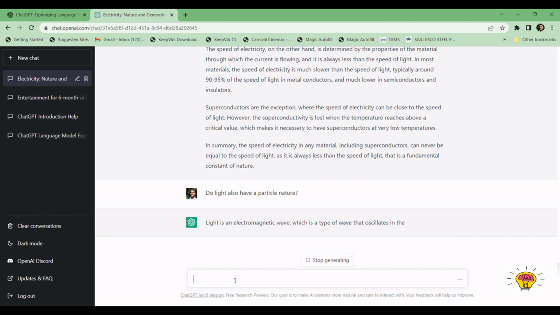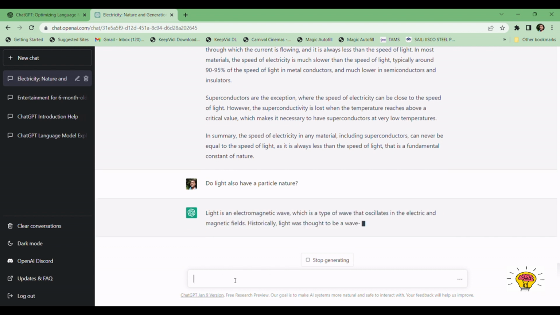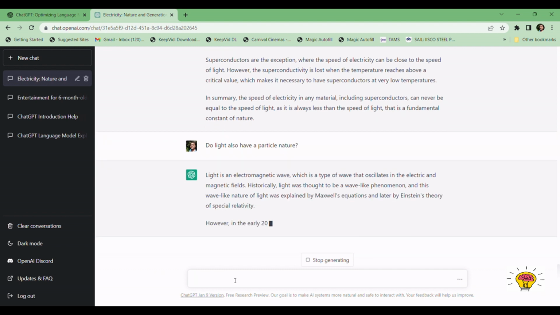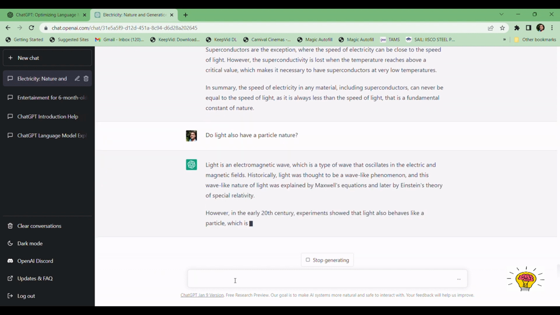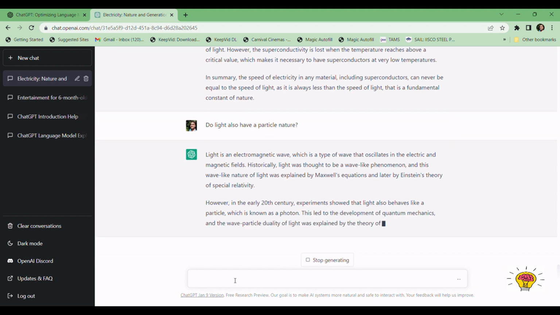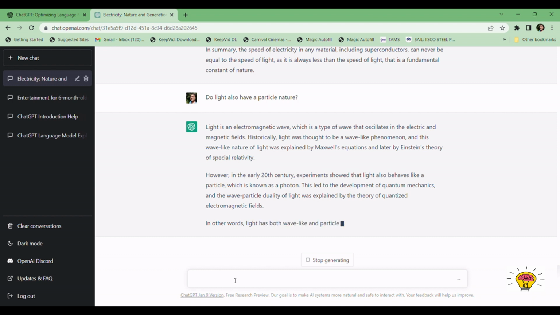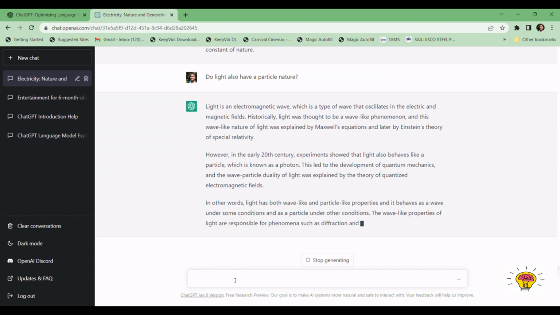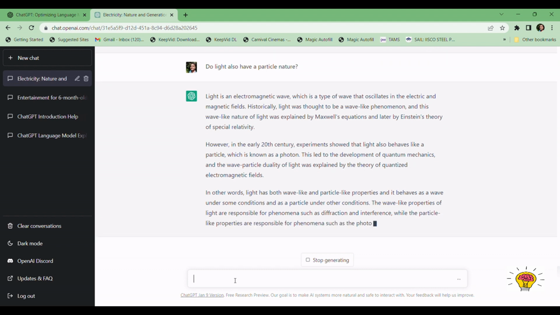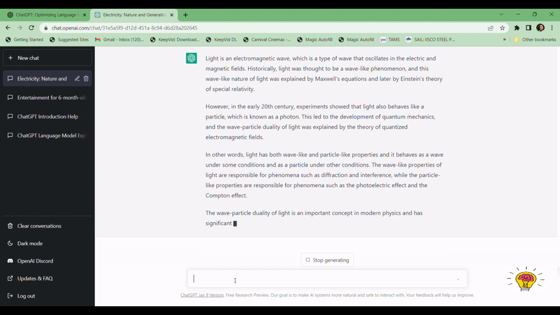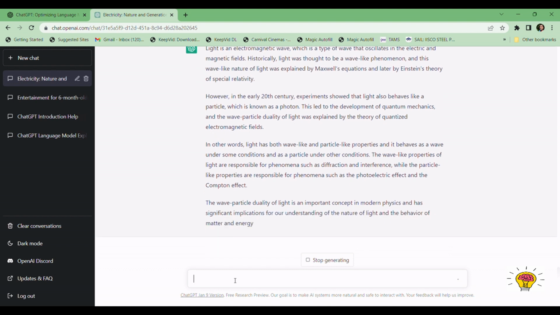Light is an electromagnetic wave, which is a type of wave that oscillates in the electric and magnetic fields. Historically, light was thought to be a wave-like phenomenon. This wave-like nature was explained by Maxwell. However, in the 20th century, experiments showed that light also behaves like a particle, which is known as the photon. This led to the development of quantum mechanics and the wave-particle duality of light. In other words, light has both wave-like and particle-like properties and behaves as a wave under some conditions, and as a particle under other conditions.